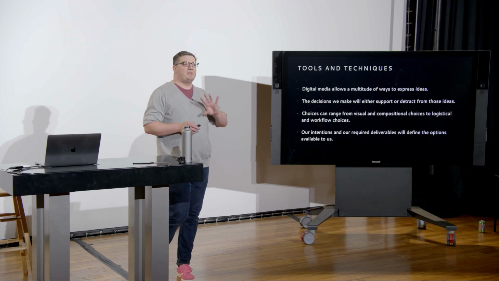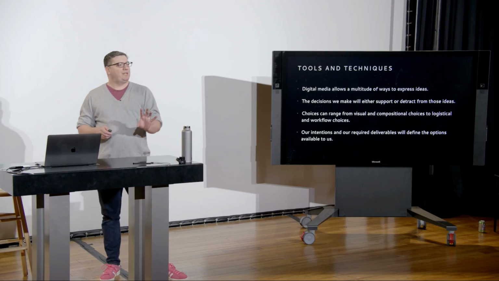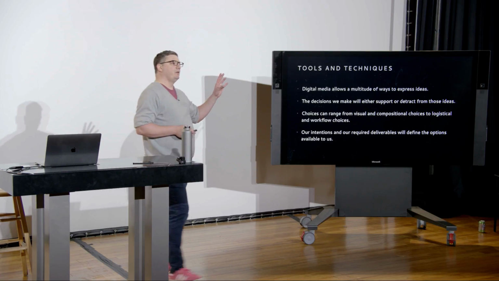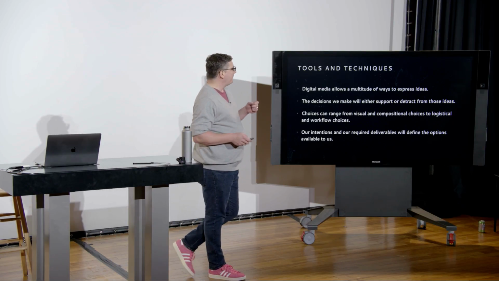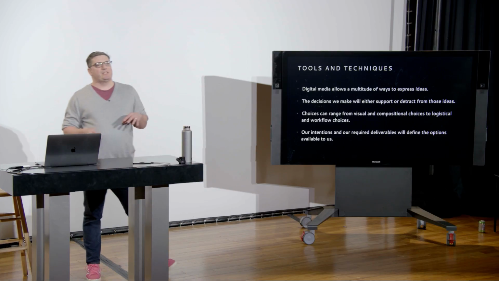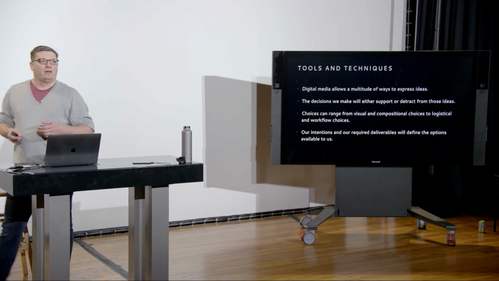Media production in itself is a series of trade-offs. Choices can range from visual and compositional choices, like where I place the camera and what exposure I use to make my image, or they can be logistical and workflow choices. For example, I only have a budget of $10. Well, that's going to limit the kind of camera that I can use for this assignment. Just as a simple example.